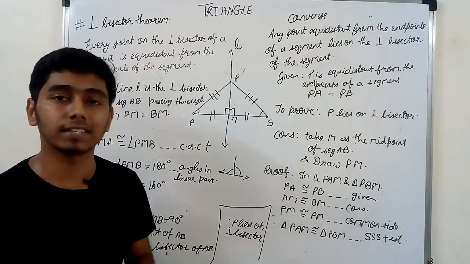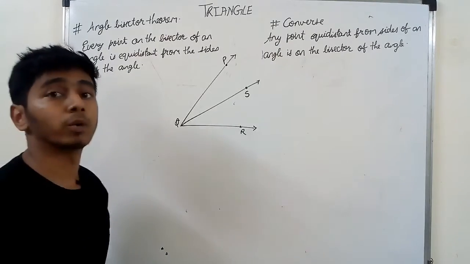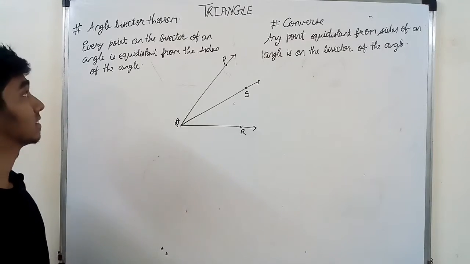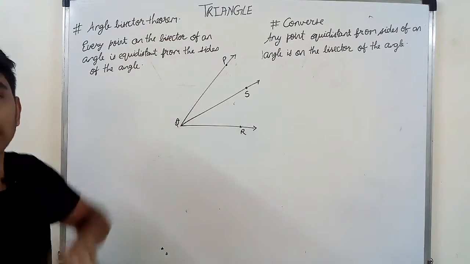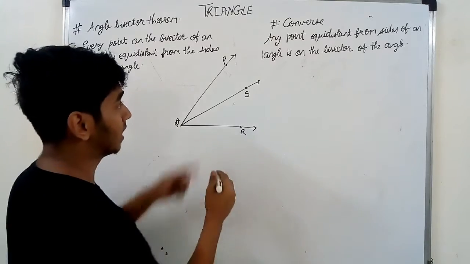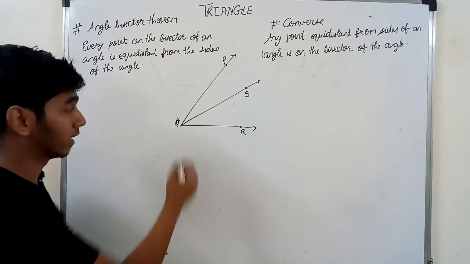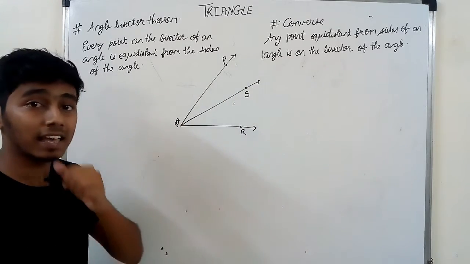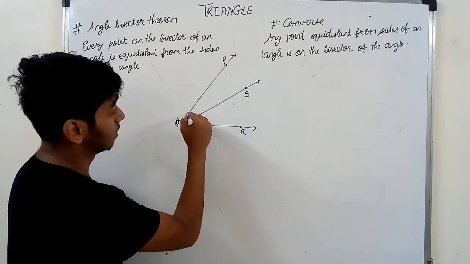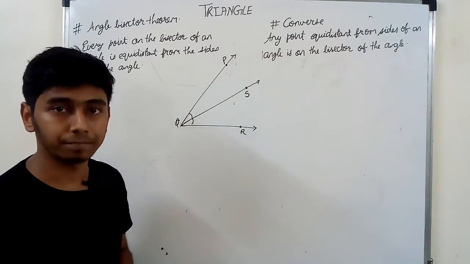Now we'll take the angle bisector theorem. So here we are doing the angle bisector theorem. This theorem says that every point on the bisector. So first of all, angle bisector, you know that if you have an angle which is PQR, then QS is called the angle bisector when this angle and this angle, they both are congruent.